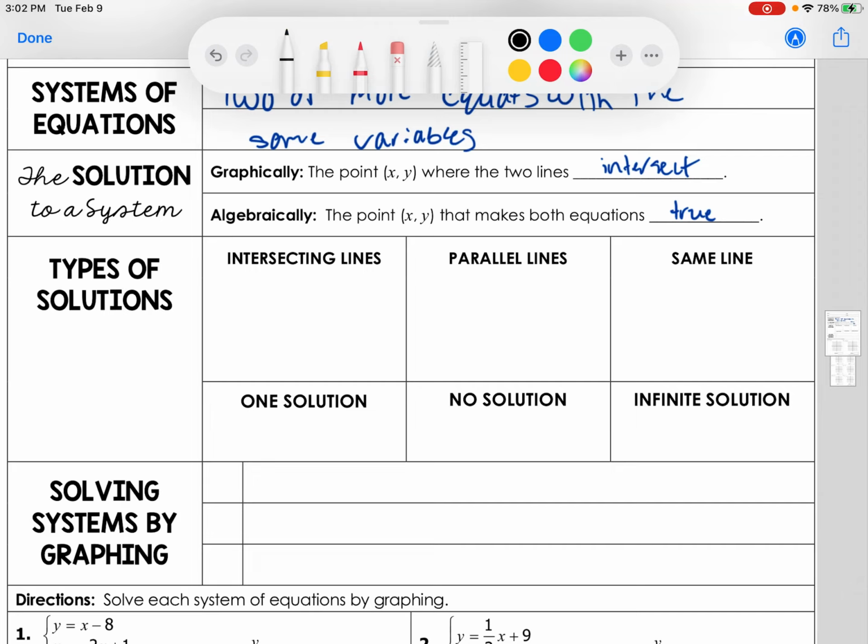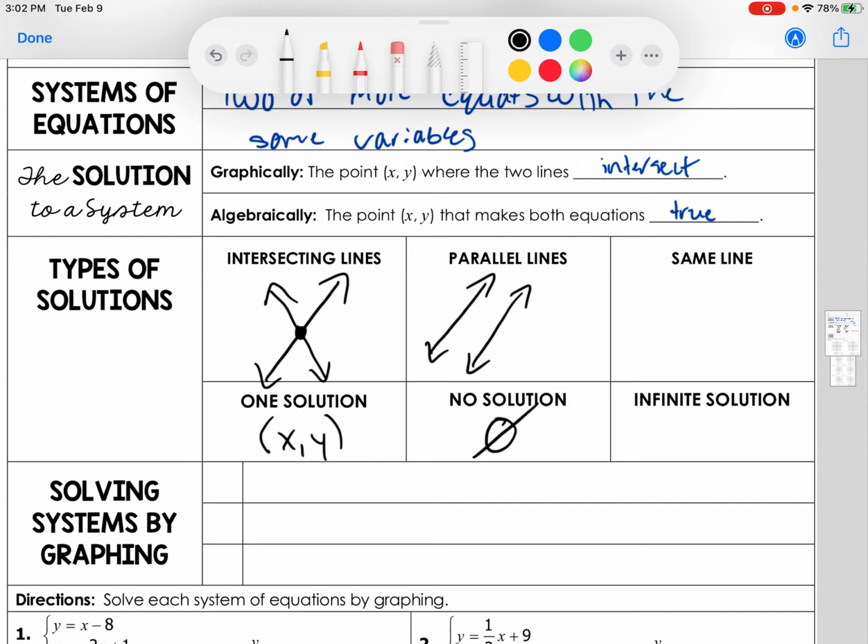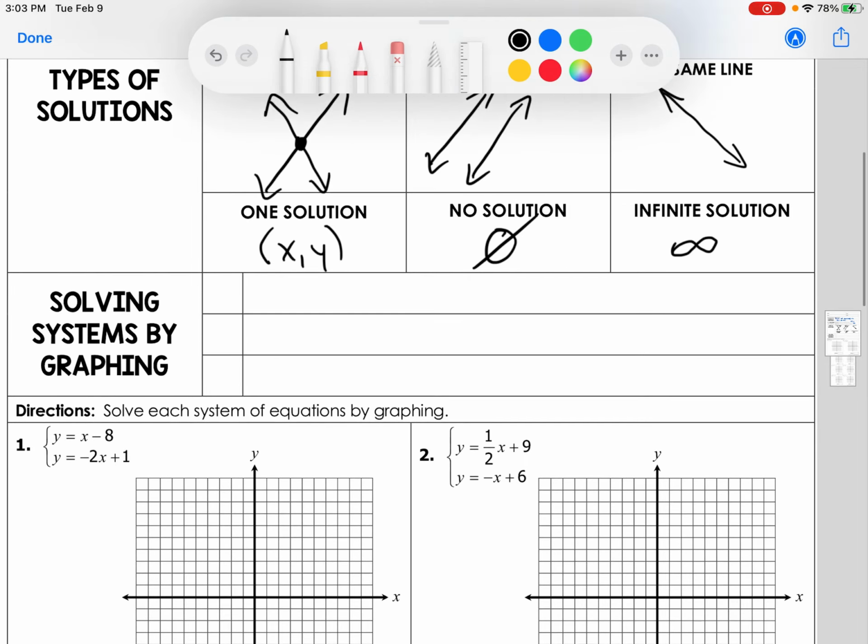So intersecting lines look something like this. Two lines that cross, of course, with our solution in the middle, and we would say that solution is the point (x, y) with whatever values are in there. Parallel lines run alongside each other. They never intersect, so our solution would be no solution. And then we would also have the possibility of being the same line. That's just going to show up as one line, and that would be infinitely many solutions, or infinite solutions.